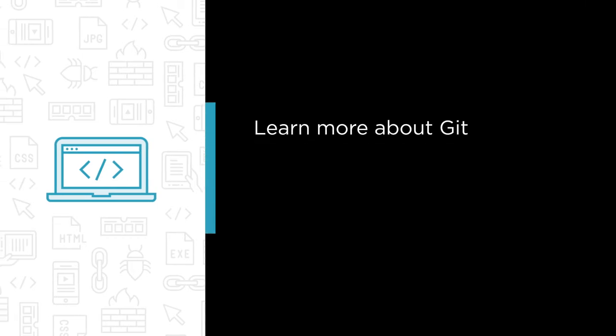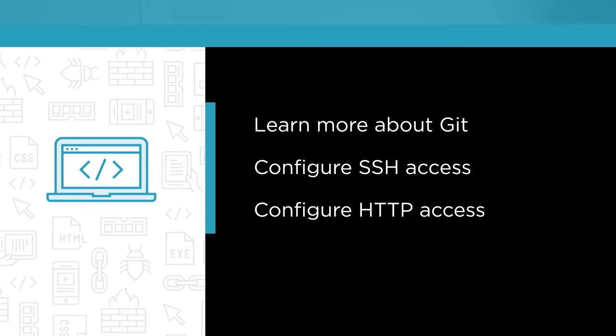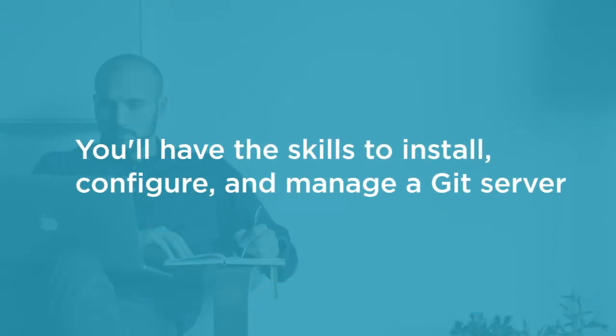First, you will learn more about Git and how it can be configured to communicate remotely. Next, you will configure SSH access and manage users for your Git server. Finally, you will configure HTTP access for your Git server and give users a way to view their repositories on the web. When you're finished with this course, you will have all the skills and knowledge to install, configure, and manage a Git server for your organization or for your own personal projects.